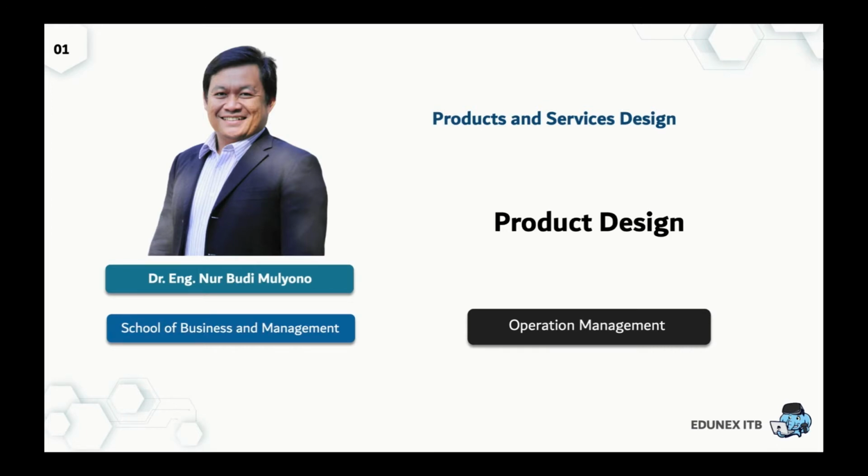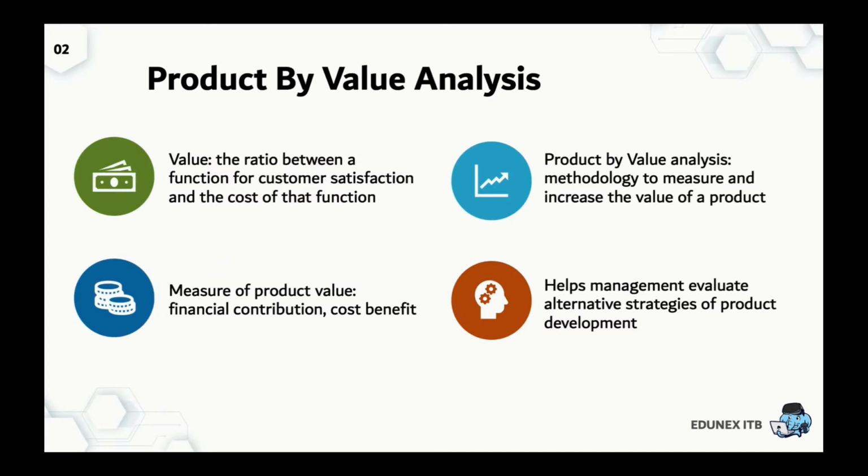The first method that we need to know is to classify the product based on the value, or what we call product by value analysis. What is value actually? Value is the ratio between the function for the customer satisfaction and the cost for this function. The higher the value, the better the customer satisfaction and the lower the cost of that function is.